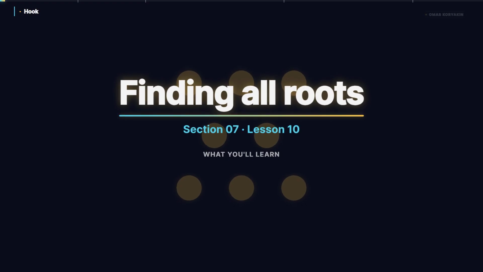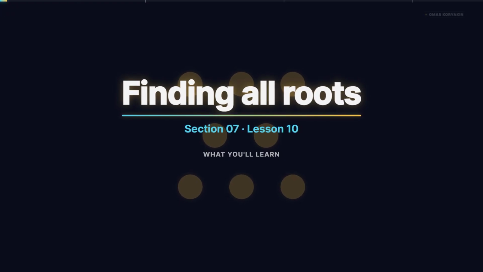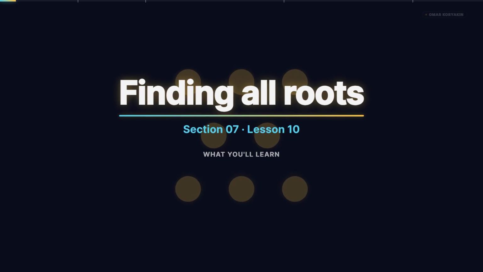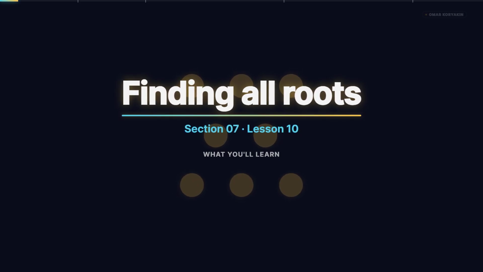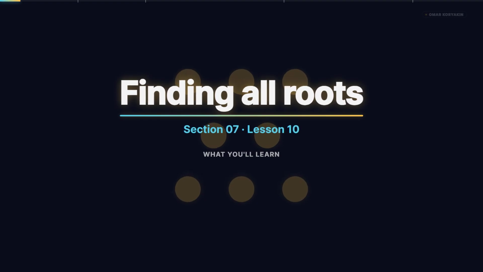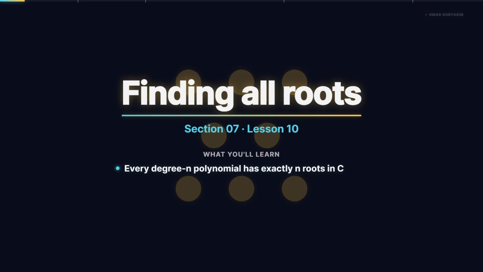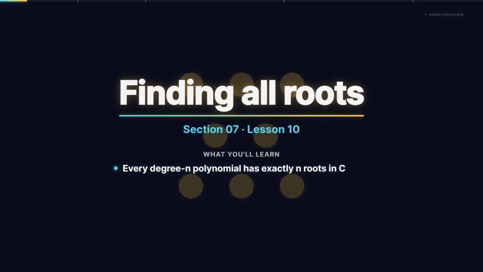Welcome to Section 7, Lesson 10. So far we have learned to test rational candidates and divide polynomials cleanly. Today we put it all together. The goal is to find every root of a polynomial, real and complex, and write down its complete factorization. By the end you will have a procedure that works on a cubic, a quartic, or anything higher.